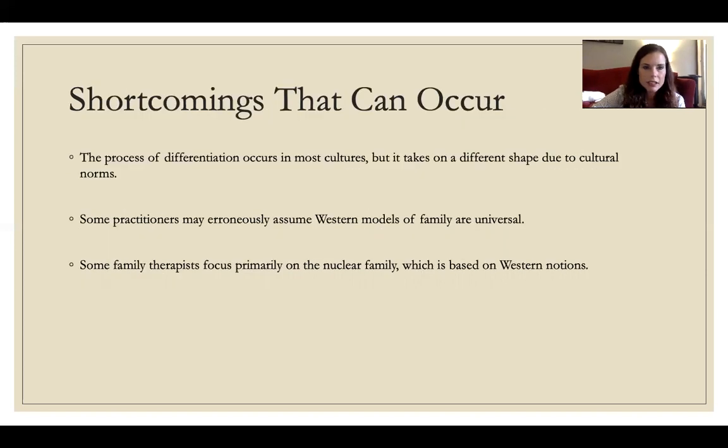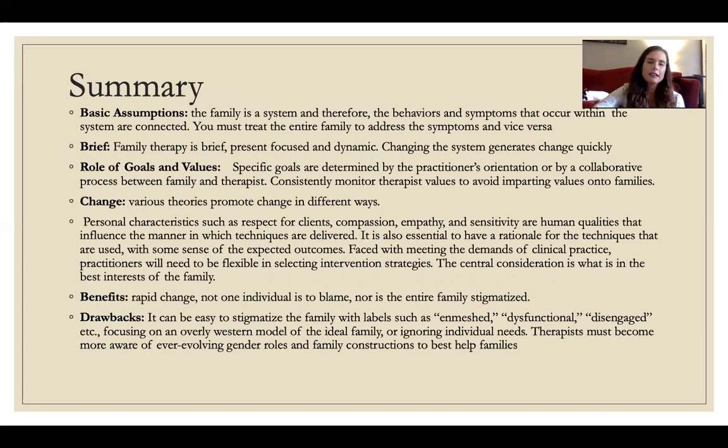And some basic assumptions. So this is our summary of family therapy, which includes the basic assumption that the family is a system, and therefore behaviors and symptoms that occur within the system are connected. So you have to treat the entire family to address the symptoms and vice versa. Family therapy is brief, present focused, and dynamic. Changing the system generates change quickly.